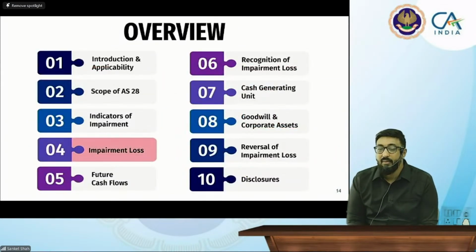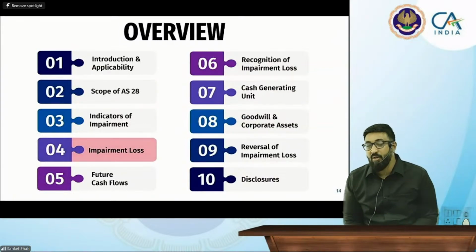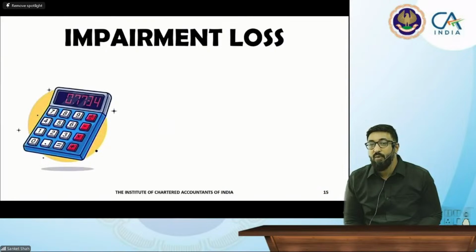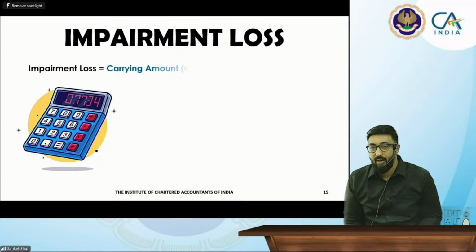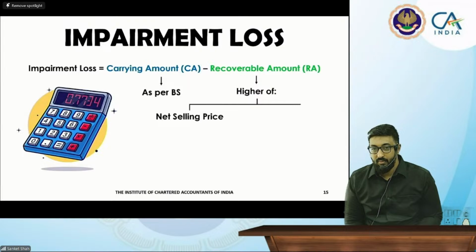Okay, let's move to the next concept: how to calculate impairment loss. So what is the formula for impairment loss? Carrying amount minus recoverable amount. Correct. And how are you going to calculate recoverable amount? The carrying amount is as per balance sheet. Recoverable amount is the higher of net selling price or value in use.